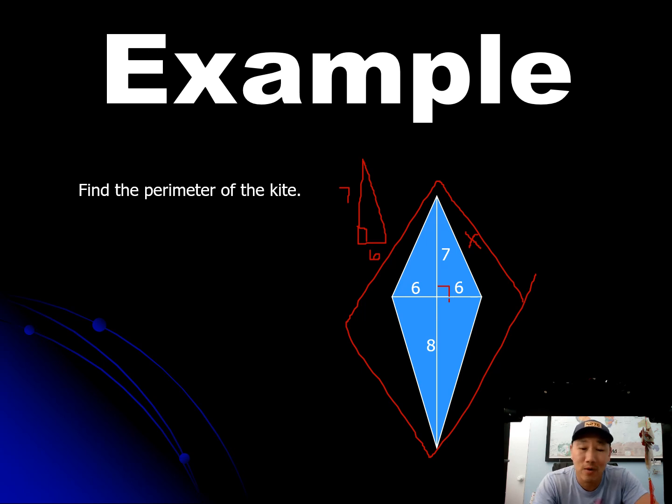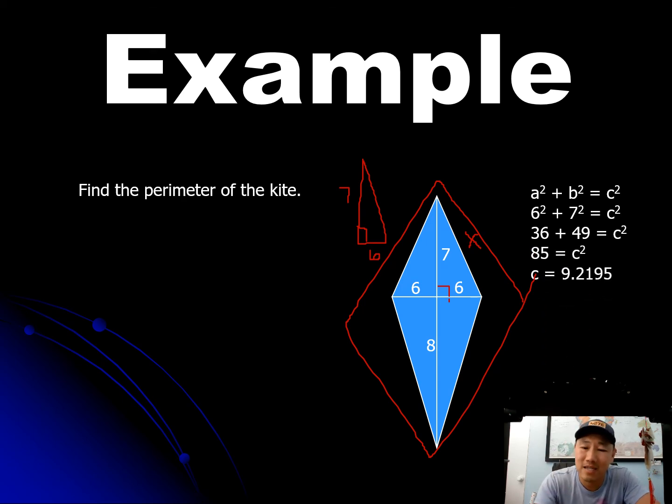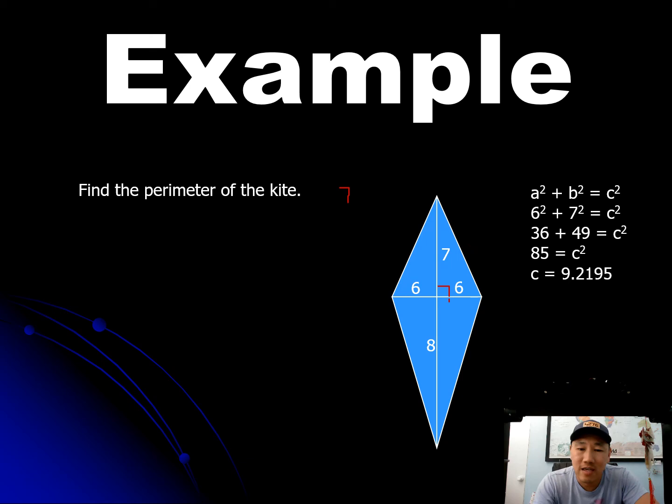So hopefully you remember the Pythagorean theorem. a squared plus b squared is equal to c squared. Fill it in, the 6 for the leg, the 7 for the other leg. c is always the hypotenuse. Simplify it a little bit, add them together, and then square root. You'll get approximately 9.21925. All right, and by definition, the side on the other side is also the same. So it turns out that 9.2195 is for both of these sides.